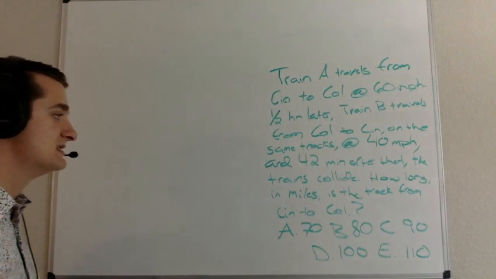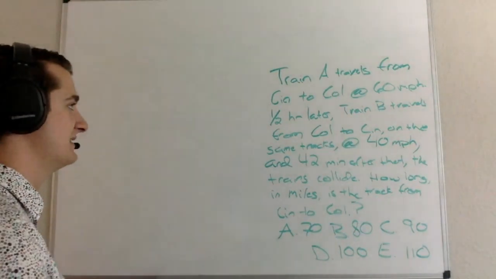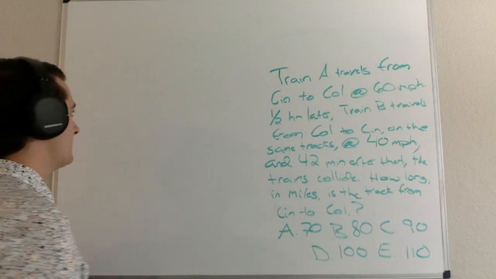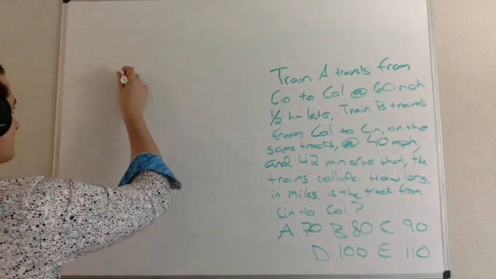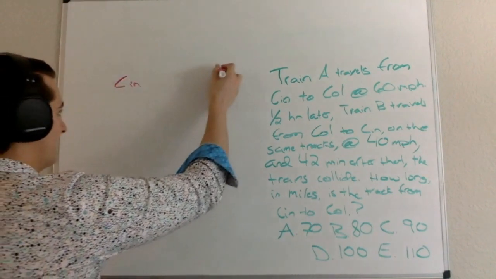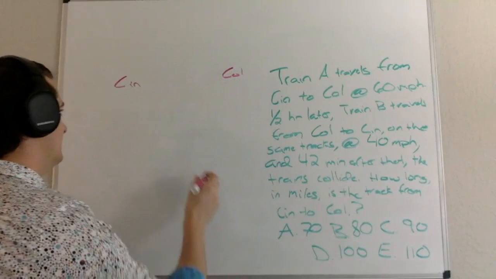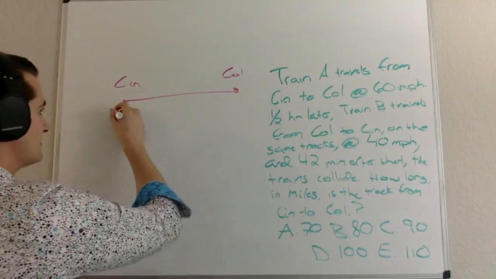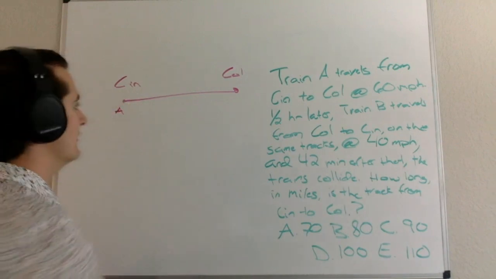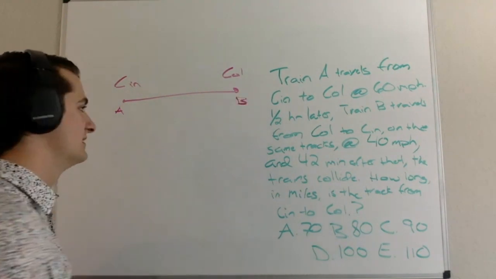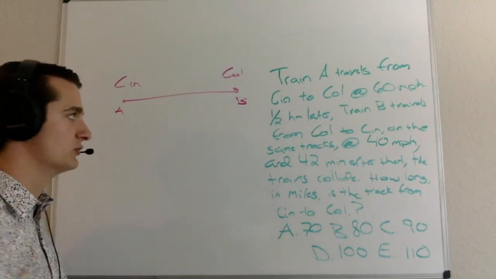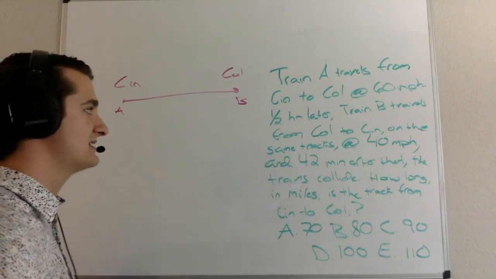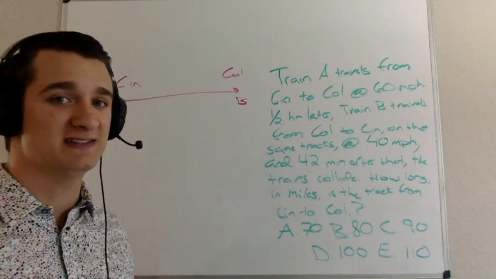What I'm told first is that train A travels from Cincinnati to Columbus at 60 miles per hour. So in theory, I've got Cincinnati in one area, I've got Columbus in another area. I'm going here from Cincinnati to Columbus. A starts here in Cincinnati. Later on in the question, we'll learn that B starts here in Columbus and that these two trains are traveling towards each other. Now, what I know is that 60 mile per hour pace continues for half an hour before B even begins to travel.